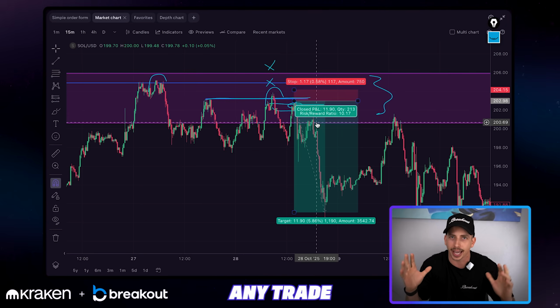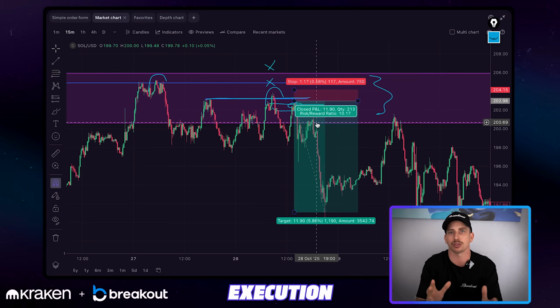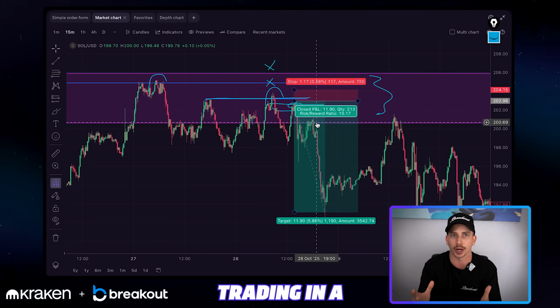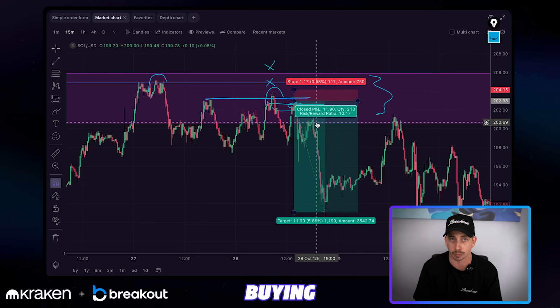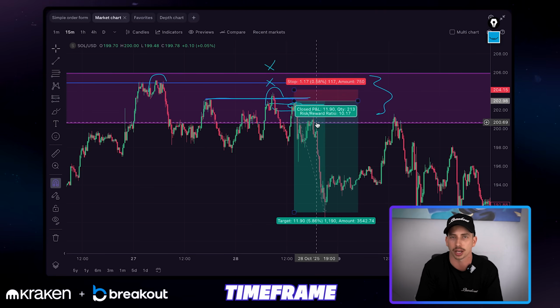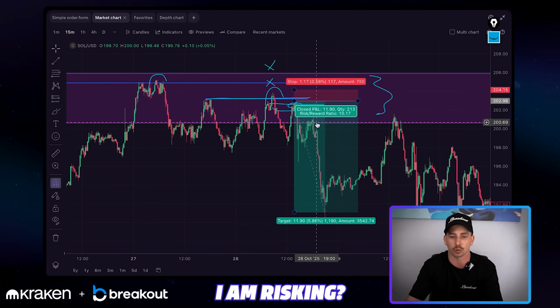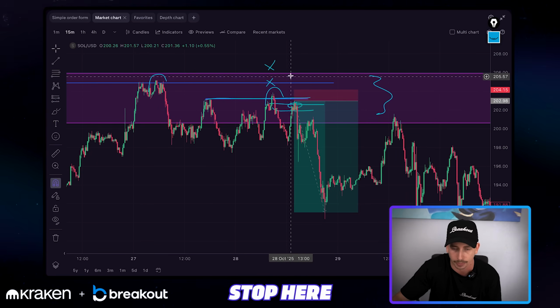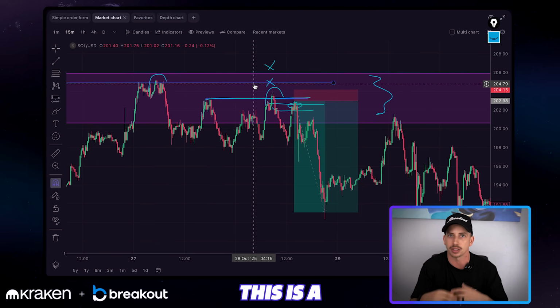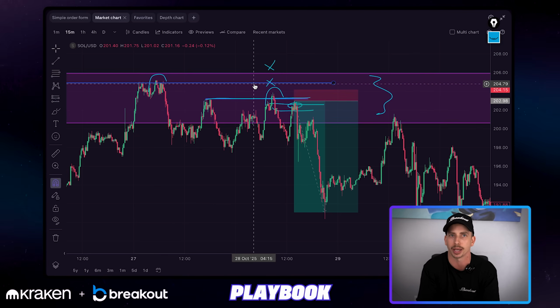So before entering any trade, run a quick execution or trade checklist. Am I trading at a planned area? Is there evidence of buying or selling? Has a valid low time frame setup triggered? And do I know where I'm wrong and how much I am risking? And we know that we're putting our stop here or we're putting our stop above there. This is a very simple one that we taught you in the playbook episode 2.